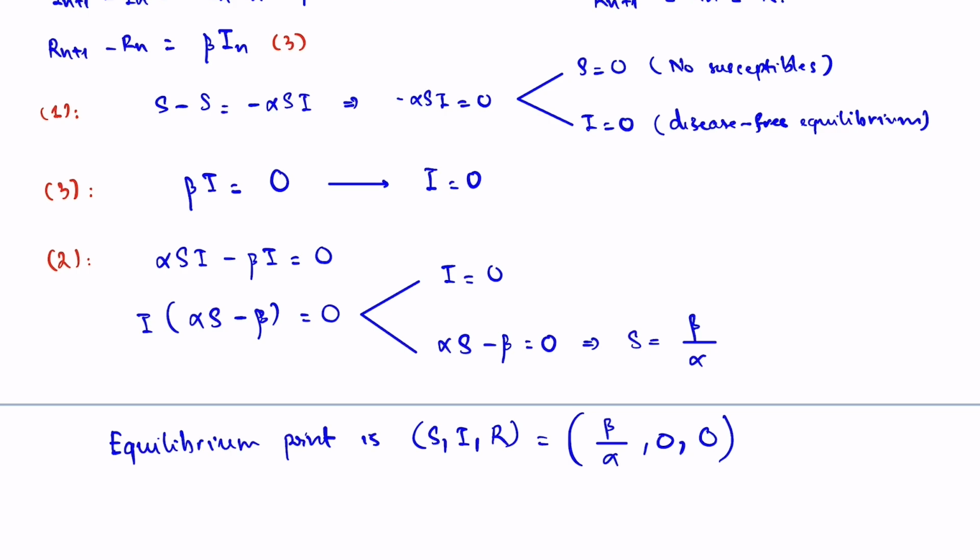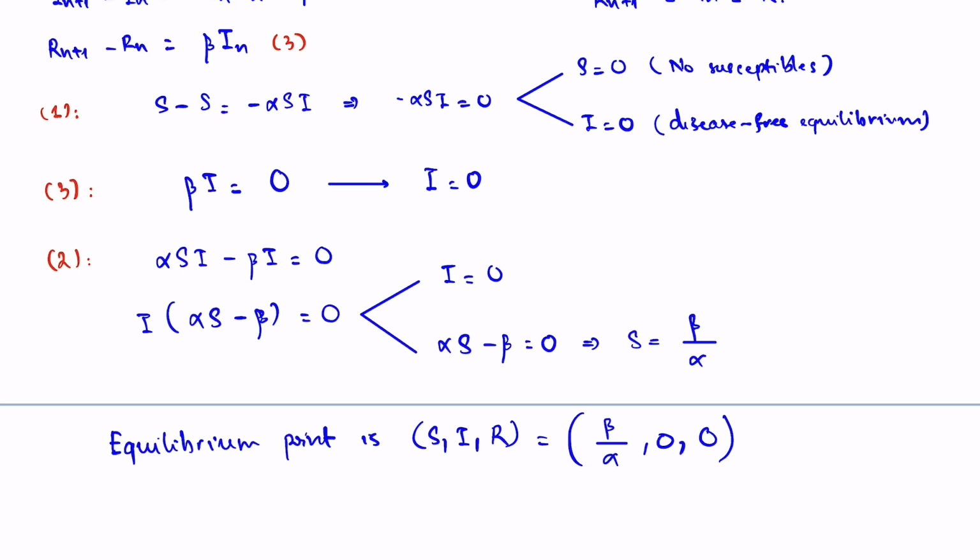In this case, you have three equations. One equation is for the S compartment, susceptible compartment. One equation is for the infected compartment. And one equation is for the recovered or removed compartment. And we found that there is one equilibrium point, that is S equal to beta over alpha, I equal to 0, and R is equal to 0.